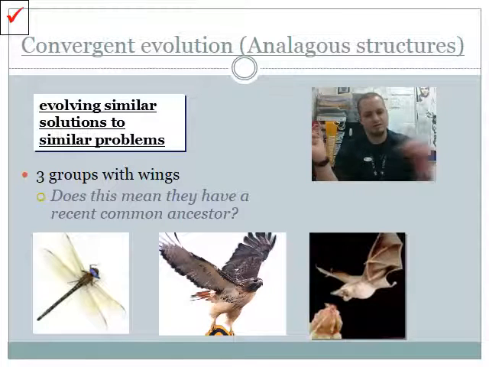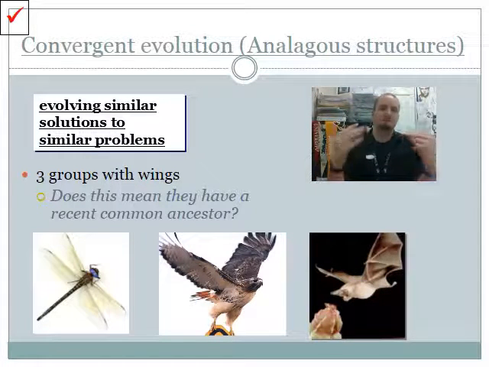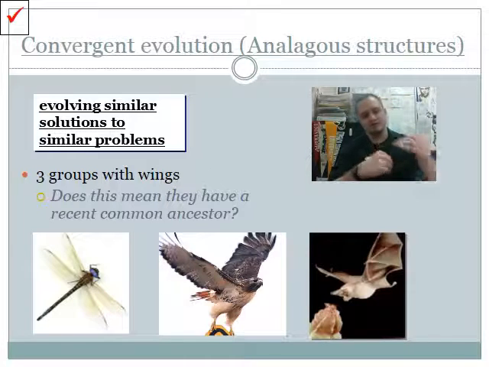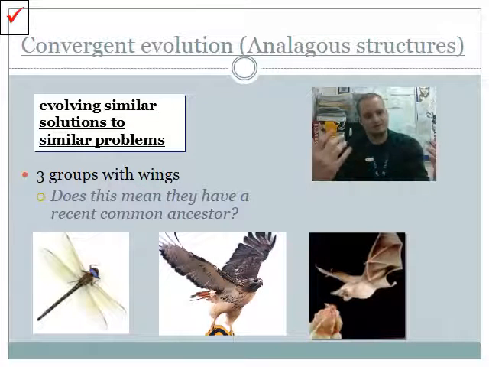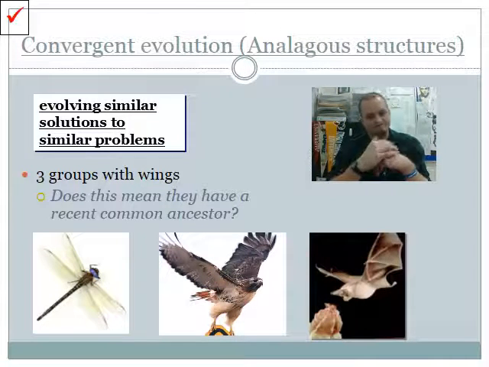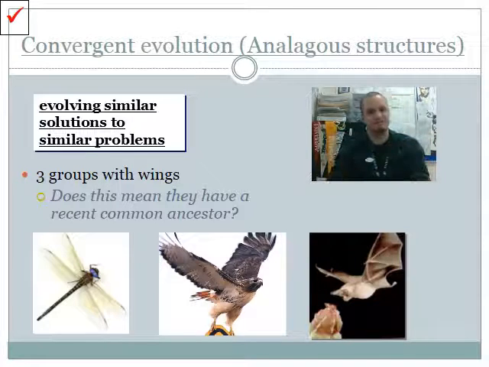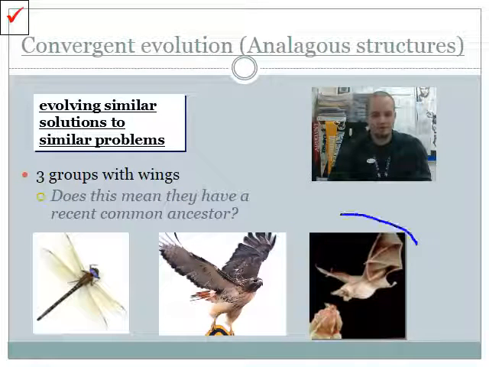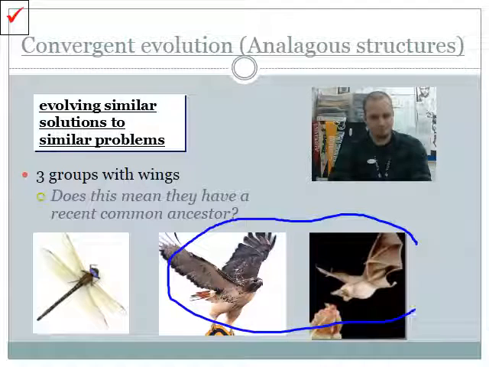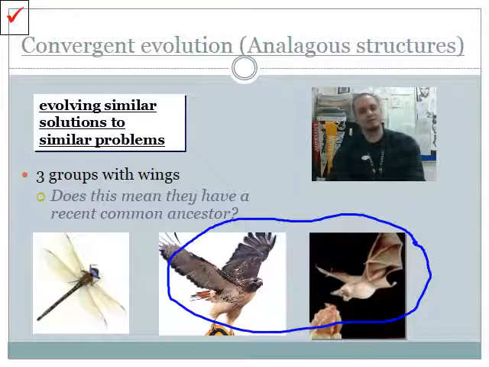Convergent evolution, converging to the same point, means evolving similar solutions to similar problems. All three needed to fly, and sure enough, they have the structures to do that, specifically that offer the same function. But the development's a lot different. Now, if we were to compare the bat and the hawk, then maybe we'd be getting somewhere.